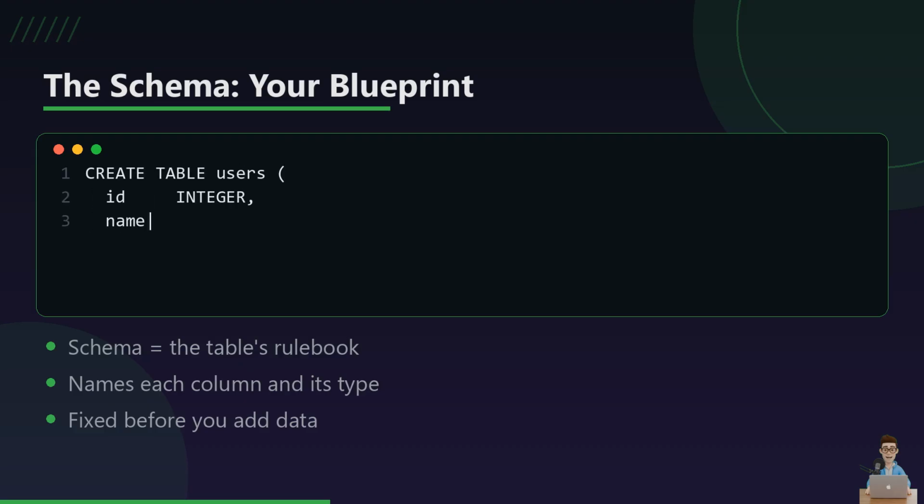Before you pour data in, you tell the database the shape of the table, and that shape is called the schema. It's just a blueprint saying this table has an ID that's a number, a name that's text, and so on. Here's the trick. Once you set that blueprint, the database enforces it for you. So nobody can sneak the word banana into the age column. In short, the schema is the rulebook the table always obeys.